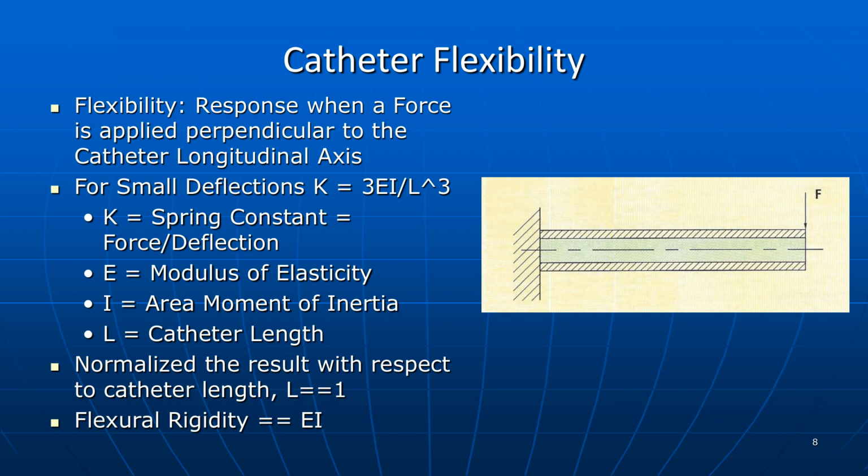Flexibility is defined as the catheter response when a force is applied perpendicular to the catheter longitudinal axis. For small deflections, the spring constant is defined per the equation as shown. K is defined as the spring constant, which is defined by the force divided by the deflection. E is defined as the modulus of elasticity. I is defined as the second area moment of inertia. L is defined as the catheter length. We normalize this result with respect to catheter length by setting the catheter length exactly equal to the value of 1. We define the term flexural rigidity by setting it equal to the product of modulus of elasticity, E, times the second area moment of inertia, I.